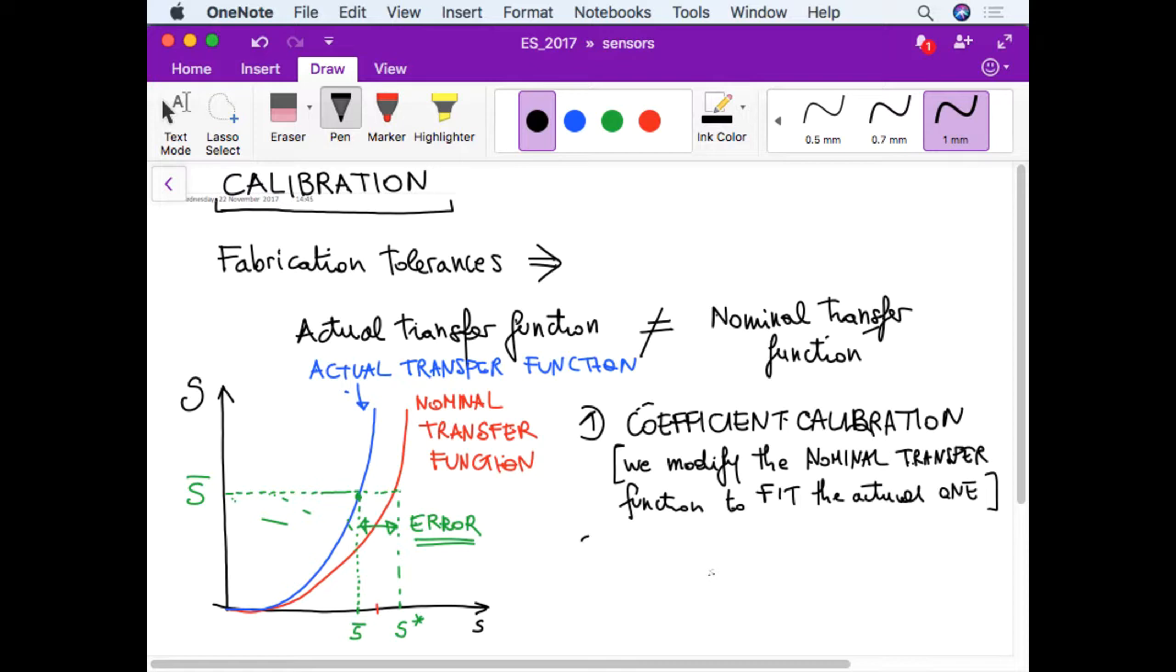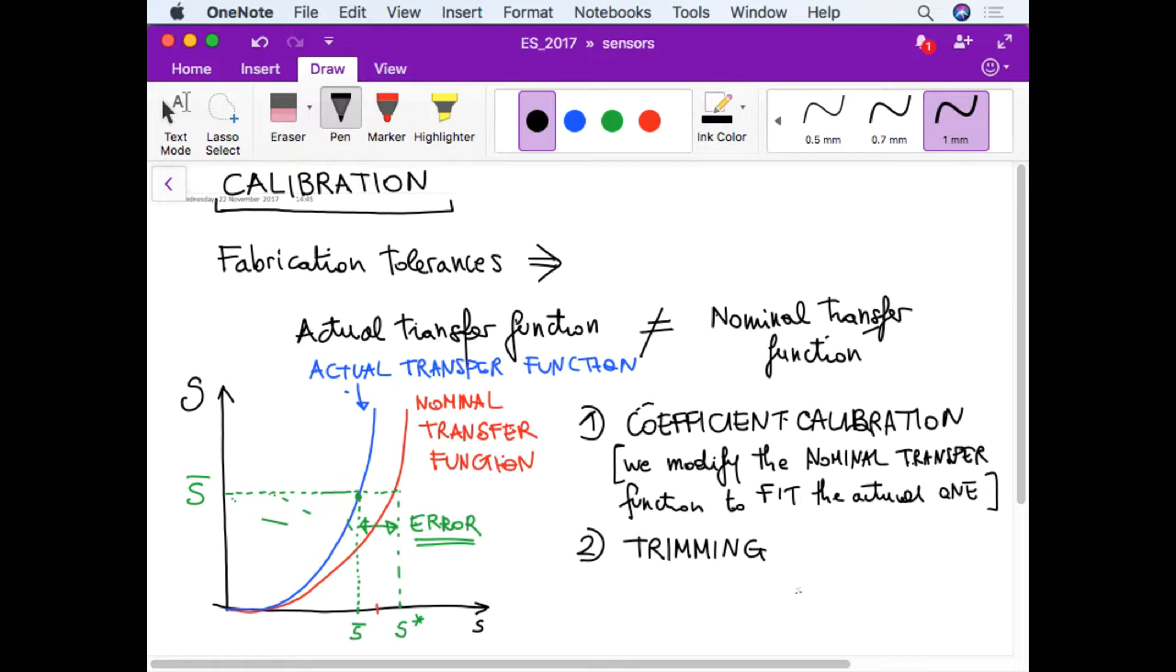And the trimming is the opposite procedure. What you do is you physically change the transducer in order to modify the actual transfer function and to make it closer to the nominal transfer function. And that is also very common.